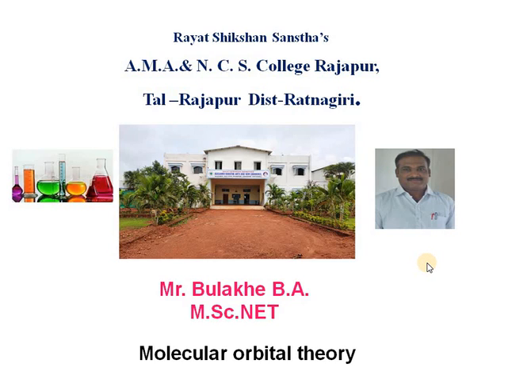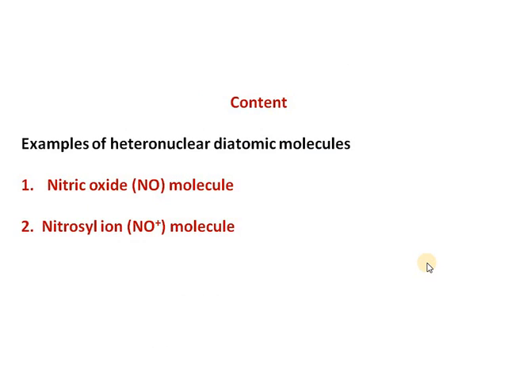In this topic, we are going to discuss examples of heteronuclear diatomic molecules, namely the nitric oxide molecule and the nitrosyl ion. For these two molecules, we will look at the molecular orbital diagrams.